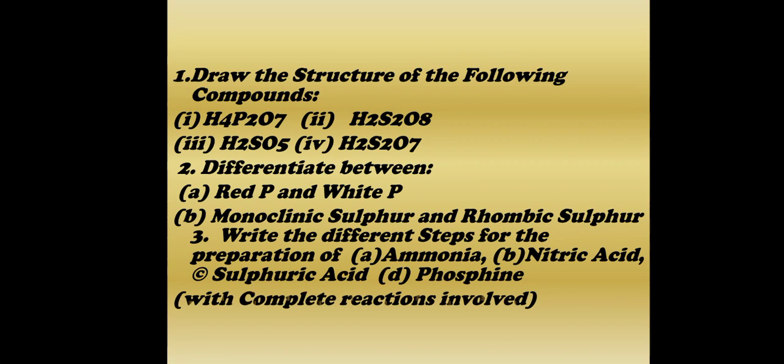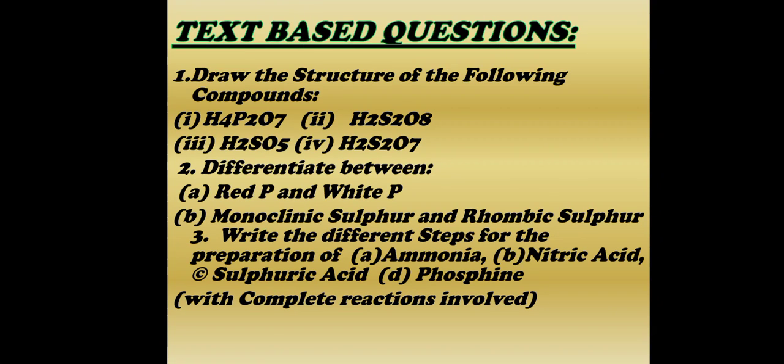Sometimes a question comes, draw the structures of various compounds like H4P2O7, H2S2O8, H2SO5, H2S2O7. That means questions come mainly from the structures of oxo acids of phosphorus and sulfur. Sometimes the difference between red phosphorus and white phosphorus is asked. Monoclinic sulfur and rhombic sulfur are asked.